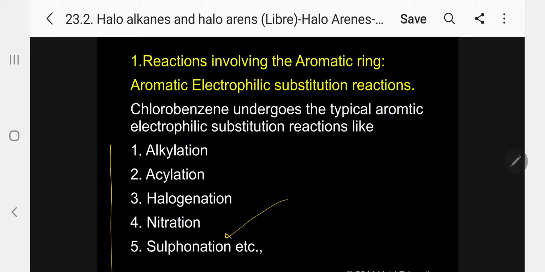Depending upon the nature of the groups attached, the incoming electrophile will go to ortho and para or meta. That's called an ortho-para orienting group or electron releasing group. The meta-orienting groups or electron attracting groups I have discussed. So under this only we are going to discuss alkylation, acylation, halogenation, nitration, sulfonation.